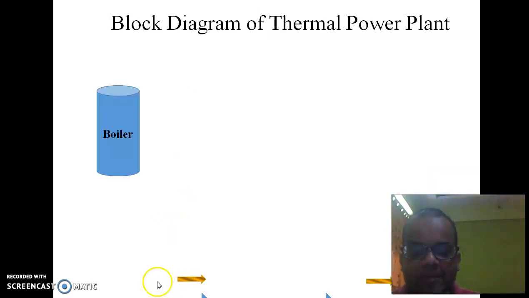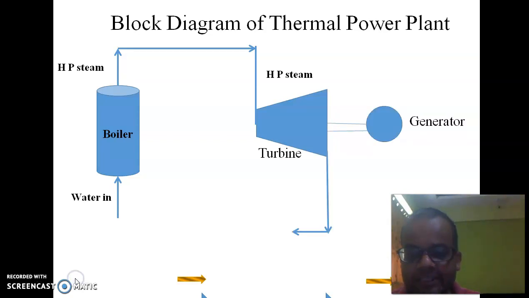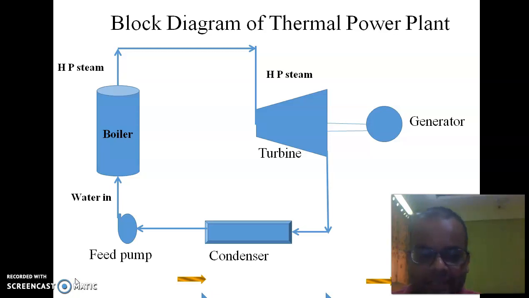Now we'll see this block diagram of the power plant: the boiler, then the turbine, the generator, and the condenser, and the feed pump is to recirculate. Here the boiler is where the combustion of fuel takes place, meaning burning of coal takes place, and the water is passed through the boiler coils, and the water will be converted into high pressure steam.